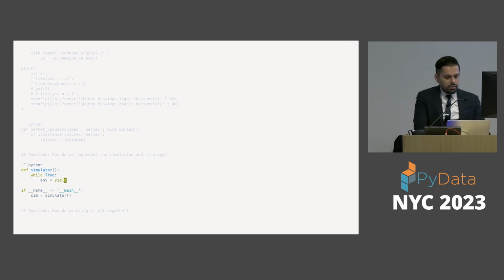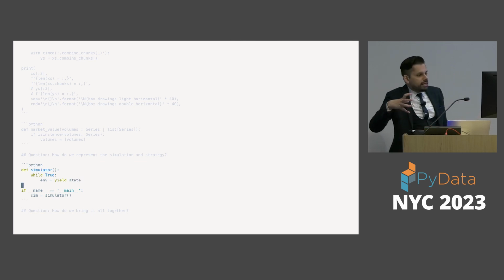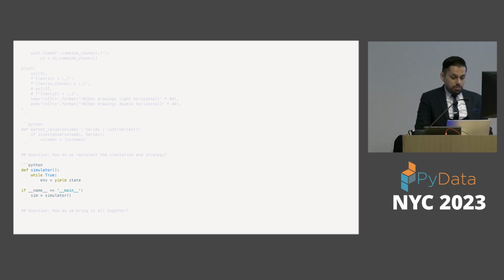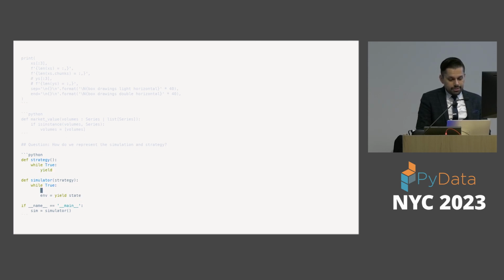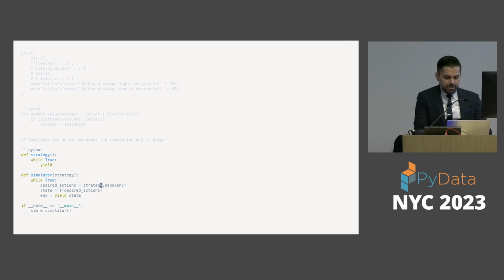And on the other side, we actually want to yield out the state. So this is pretty much what a simulator looks like. You get in some information that gets fed into the simulator, and you yield out what the state is. And if this is an agent model, some kind of strategy simulator, then the strategy is also an inference structure like this, and what we have is something like this. So here, we'll ask the strategy. Actually, we need to send into the strategy the environment. And the state is some function of the desired actions and the previous state.